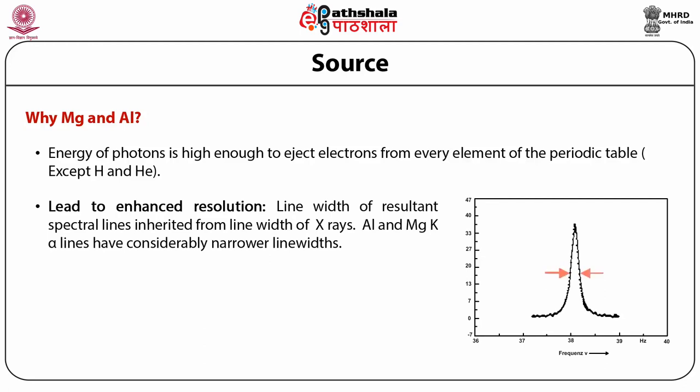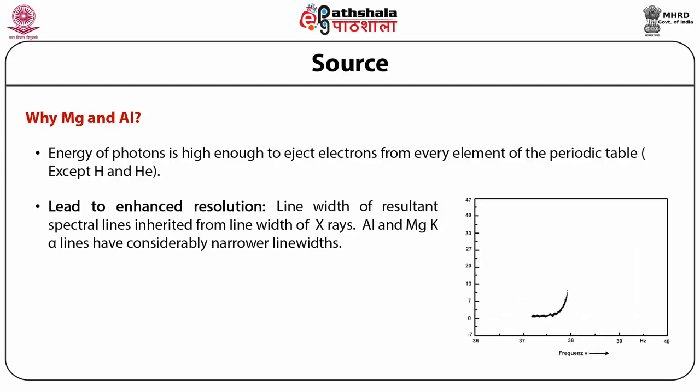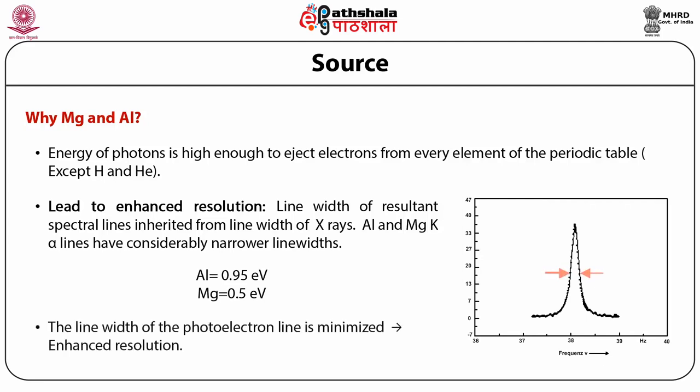Line widths of resultant spectral lines are inherited from line widths of X-rays produced. Aluminium and magnesium lines have considerably narrower line widths. Aluminium's line width will be 0.95 electron volt and magnesium will be 0.5 electron volt. The line width of the photoelectron line is maintained, obviously, and you get enhanced resolution. This has been indicated in the figure on the right side of the slide.